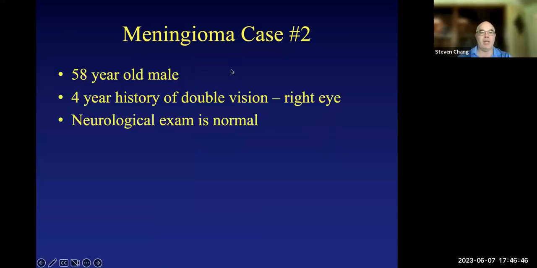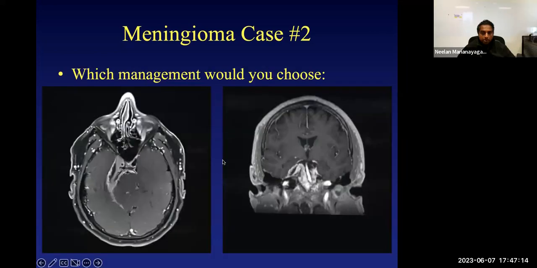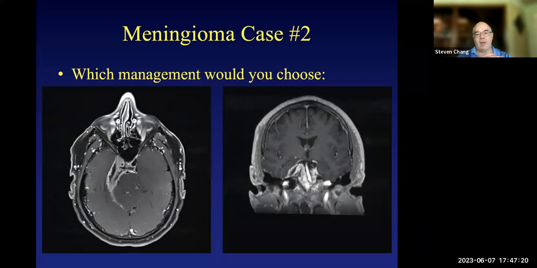So this is the second patient, a 58-year-old male. He comes in and says that for the last 4 years, he's been reporting some periodic double vision, and he thinks it's his right eye that's the problem eye. But when you look at him in clinic and do all your neurologic testing, the exam is completely normal. Okay. So, Neelan, why don't you describe what you see on these two scans?